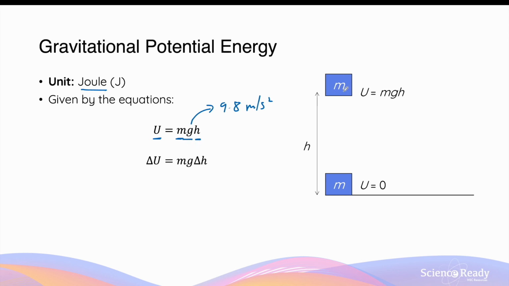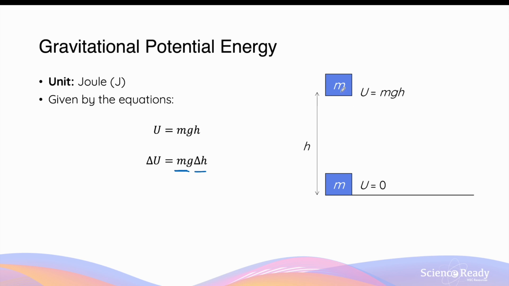When an object with mass m is at a height of h meters above the ground, the value of U is simply mgh. When this mass is on the surface of Earth or the ground, then the value of U is 0, because gravity can no longer do any work on this object as it is already on the ground. Since we know the value of U at a given height above the ground and also on the ground, we can also find the change in this object's gravitational potential energy. And this is equal to mg multiplied by delta h, which is the change in the object's height.